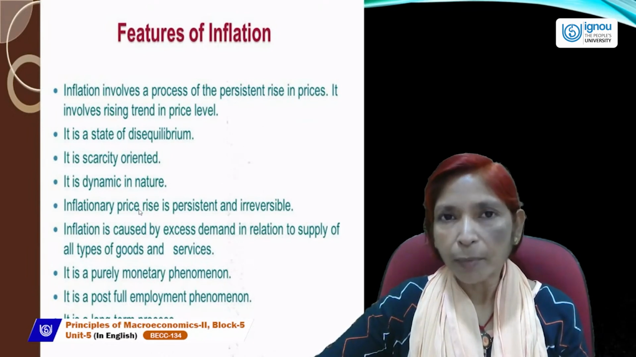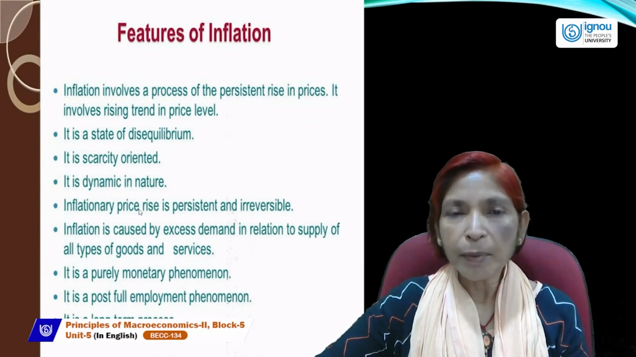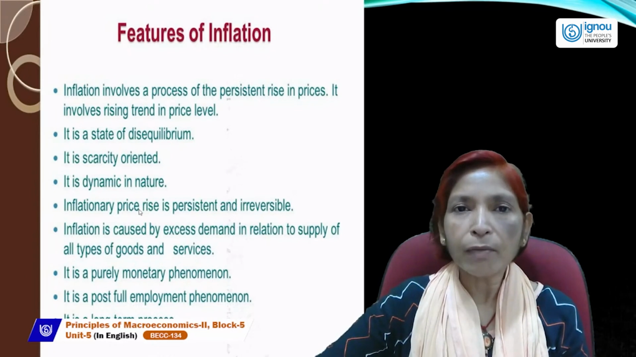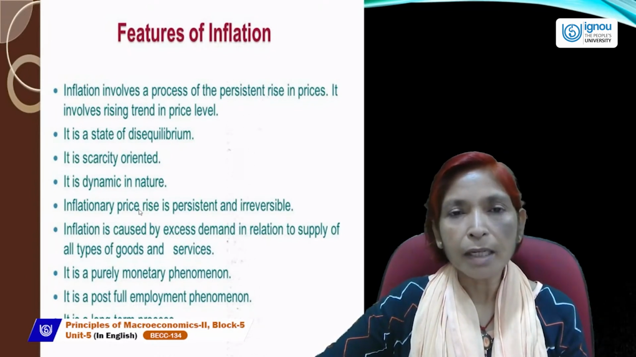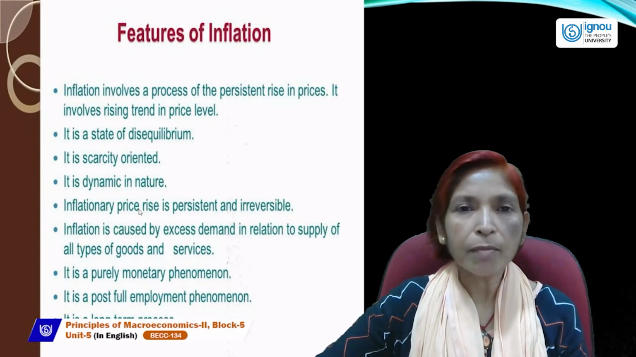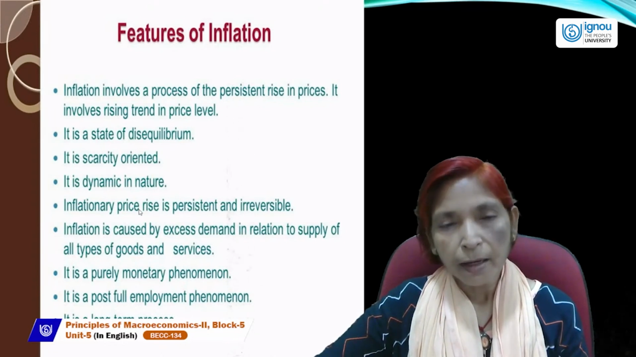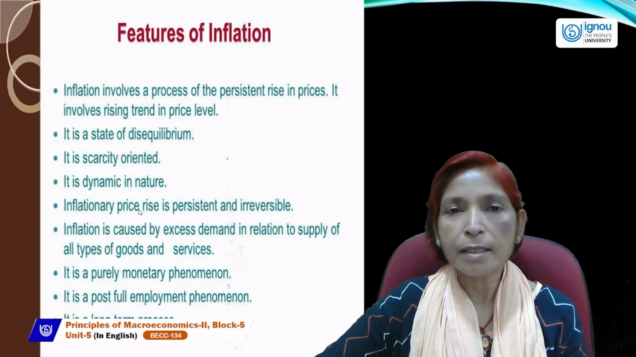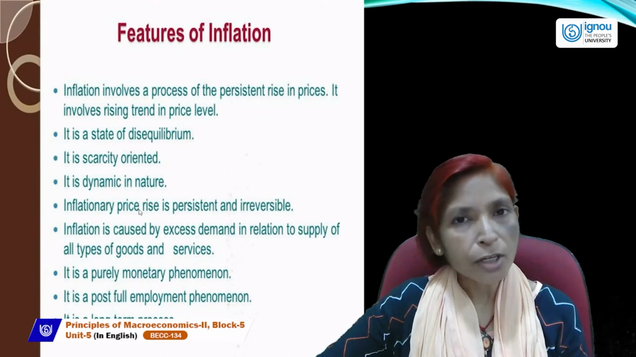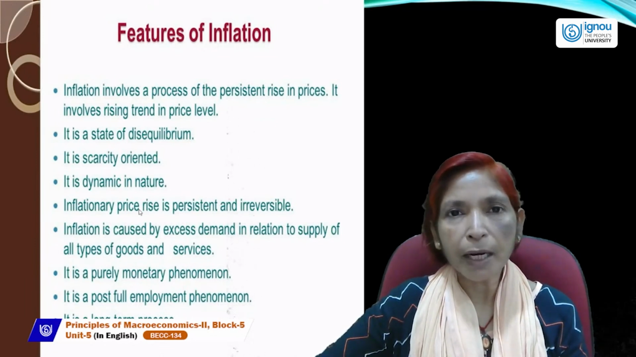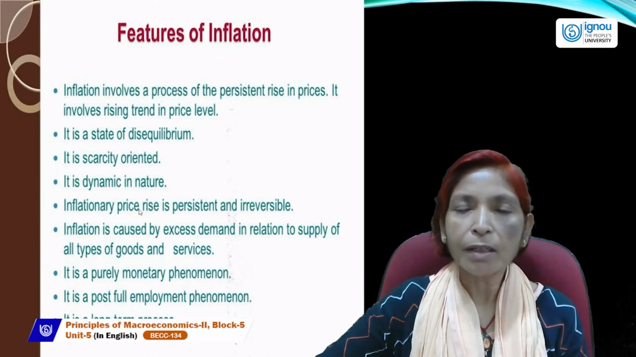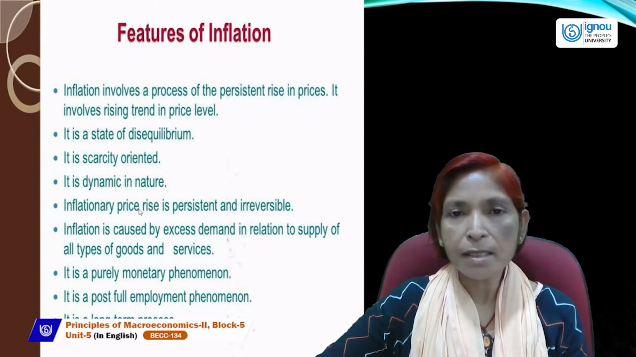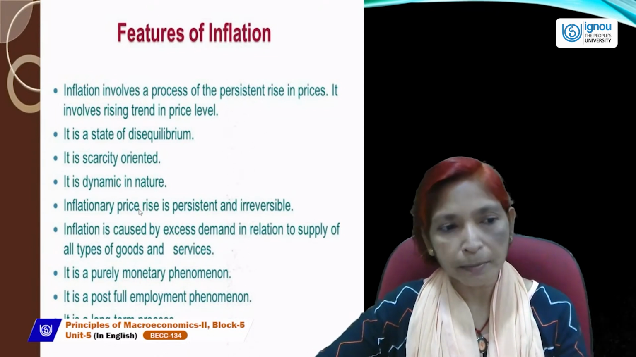So the economy is dynamic and it can't be said that aggregate demand will always remain equal to aggregate supply. It may be in a disequilibrium position, or AD may be greater than AS, or AD may be less than AS. If aggregate demand is greater than aggregate supply, then inflation occurs, and if aggregate demand is less than aggregate supply, then a deflation situation will occur. So it is a state of disequilibrium.